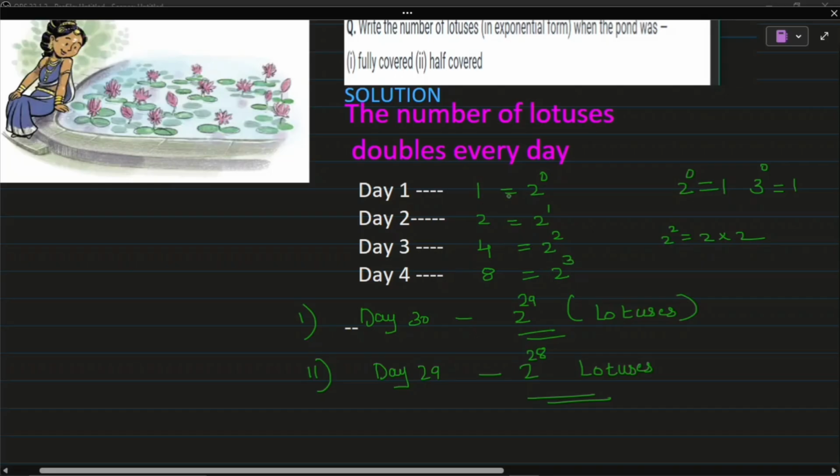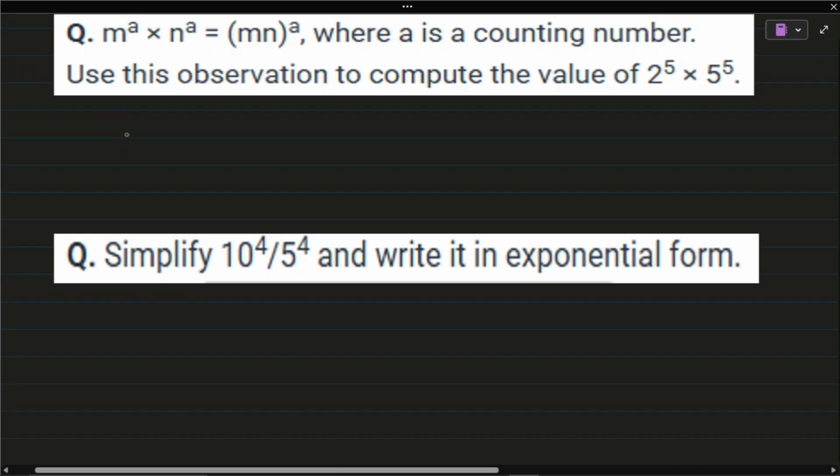So to find this answer, first you have to start from day 1. Then, looking at that pattern, you will get the answer very easily. So I hope all of you understood this question. Now we will discuss the next question.